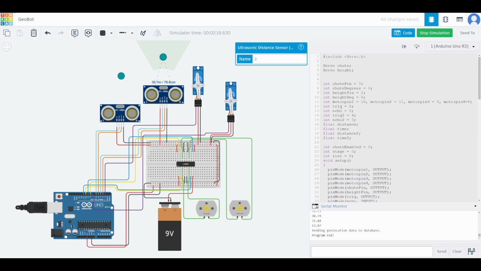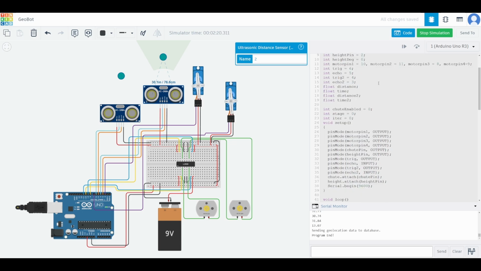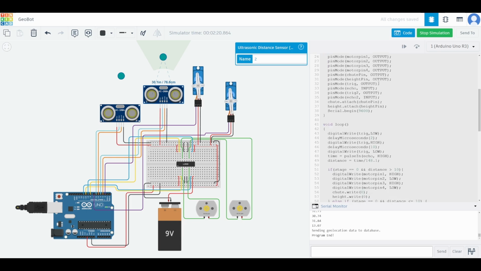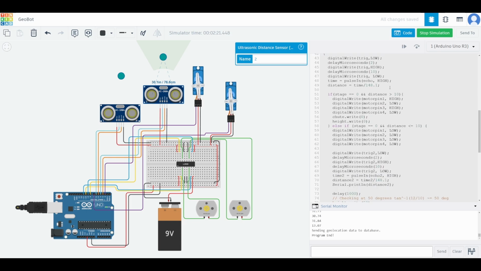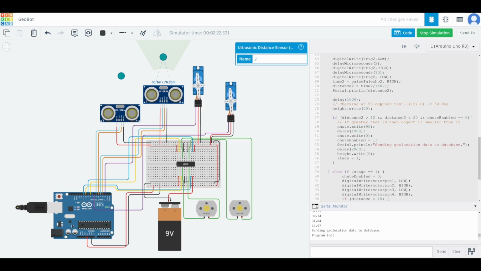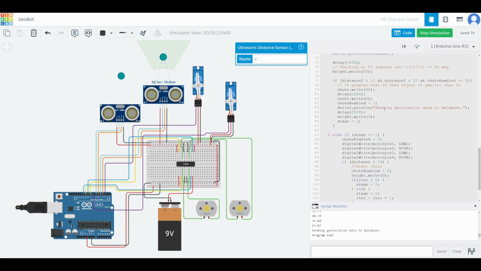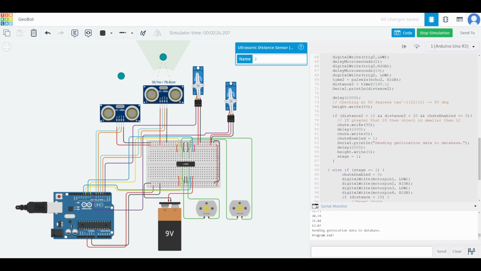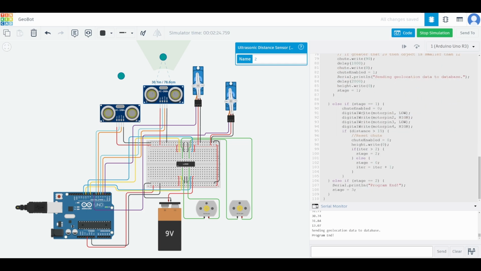Showing the code off, I believe it's set to go kind of quickly, so I'll just give it enough time for anyone to be able to pause and be able to look at the code. This is where I explain how I got the 50 degrees, and this goes off by stages, and each stage does different things.